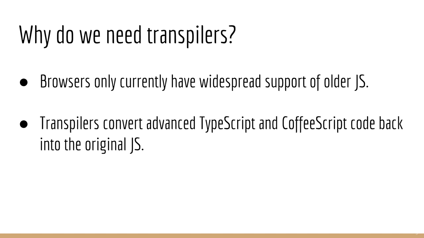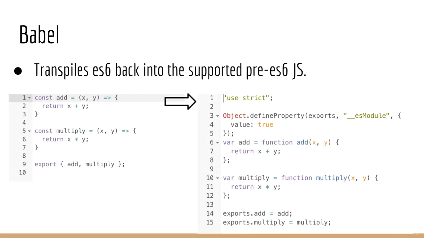So which transpiler should I care about? For ES6, we use Babel. Babel is one of the most popular transpilers and has become an industry standard. It allows us to write ES6 code safely, and having Babel will allow us to transform our nice-looking ES6 code back into the pre-ES6 JavaScript that browsers support.